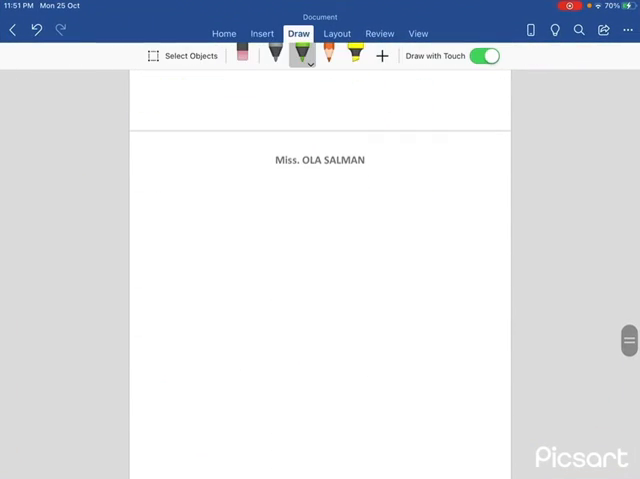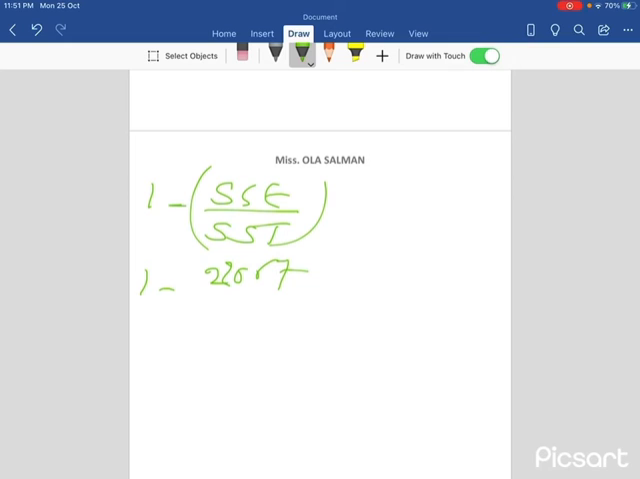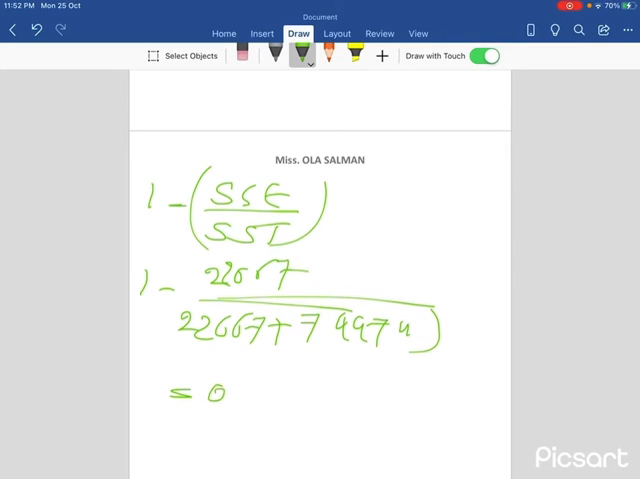Okay, because there is no space. So you'll find 1 minus SSE over SST. Okay, we already found the SSE. It is 22067 over total. I would add the two values, 22067 plus 74974, and the value will be 0.7726. So this will be R squared, which is the coefficient of determination.